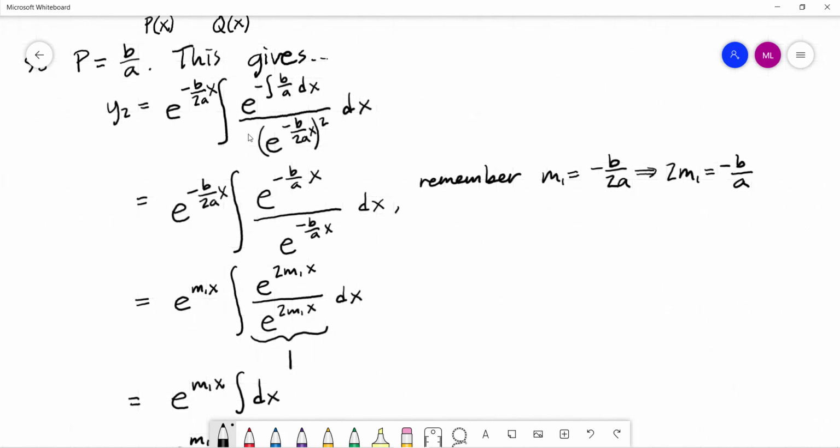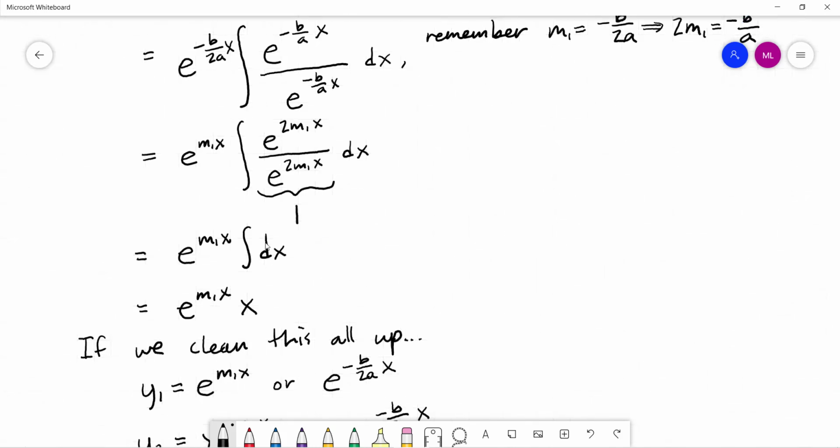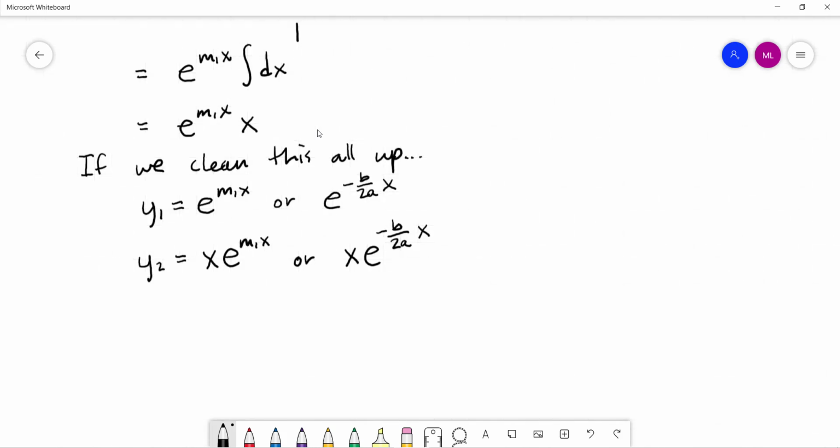So we could have done that however you want to do it. I guess this would have been just as easy right here. I could have just said, oh look, we've got e to the negative b over ax over e to the negative b over ax. Again, this fraction just simplifies to 1, and we just pick up an extra factor of x times the original y1 that we had. And so that's what we found here.